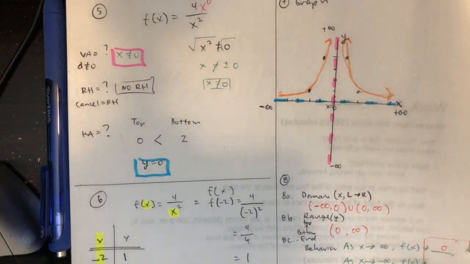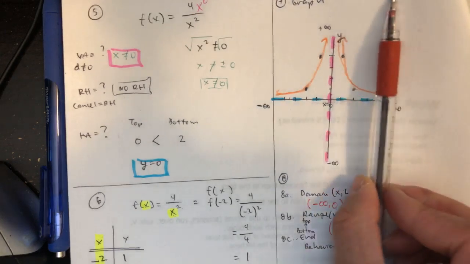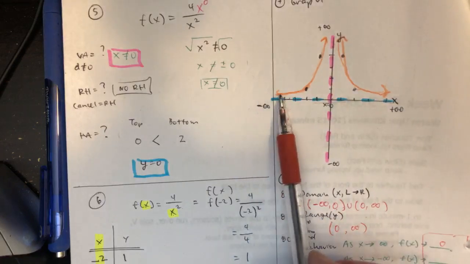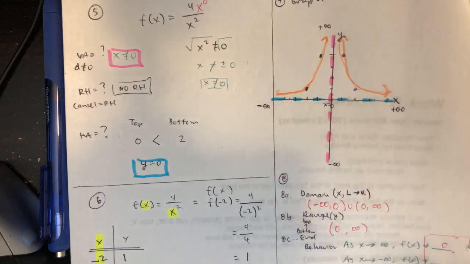As x approaches negative infinity, it's not going up, not going down, it's landing at 0, y values of 0. So that's your end behavior.